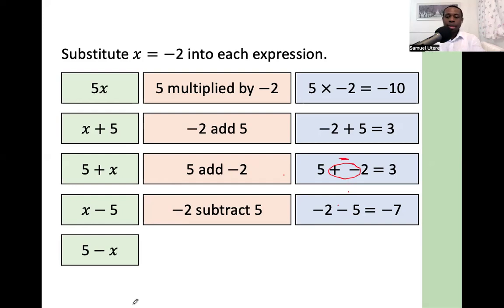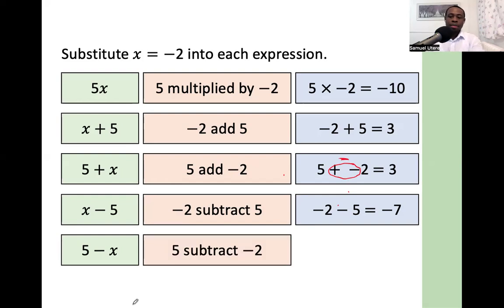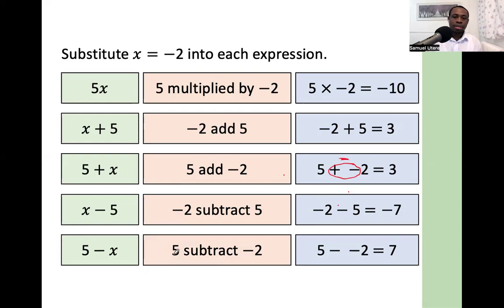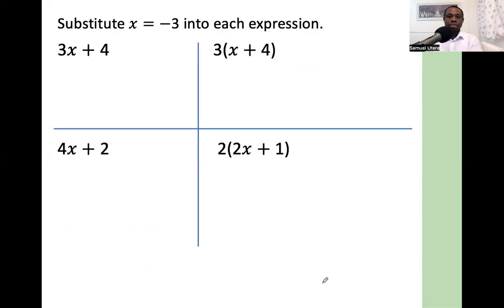7. 5 subtract x would be 5 minus negative 2, all right? Because x is negative 2. This minus is still there. So remember, these two signs next to each other will become plus. So that is like saying 5 add 2.